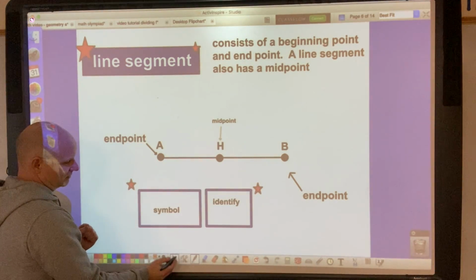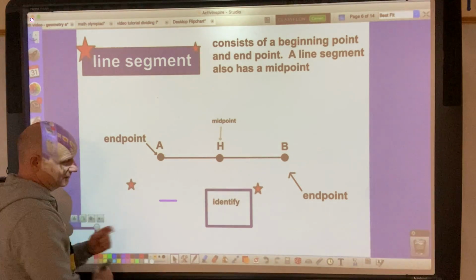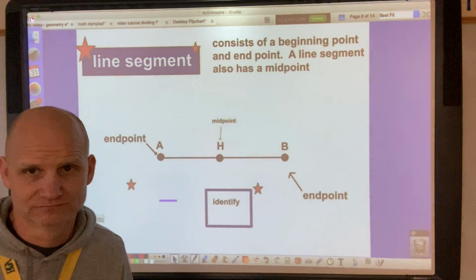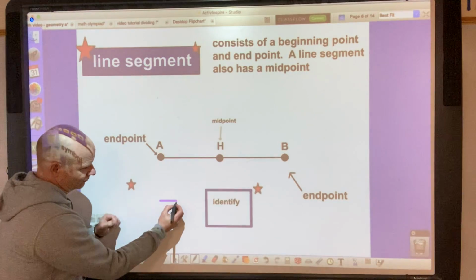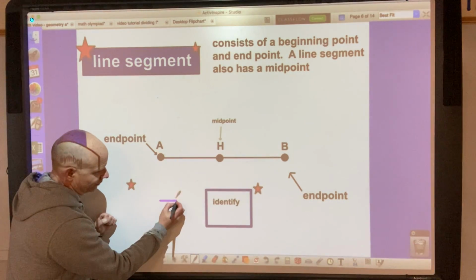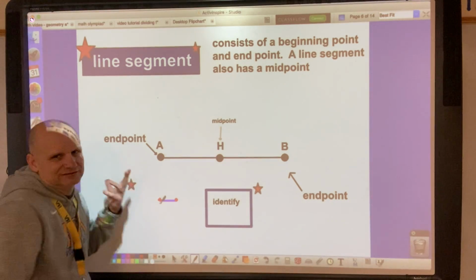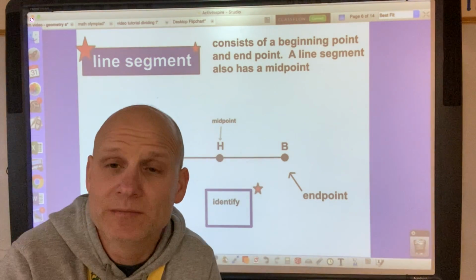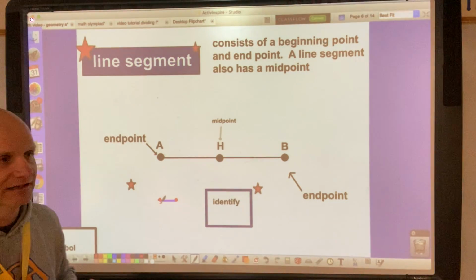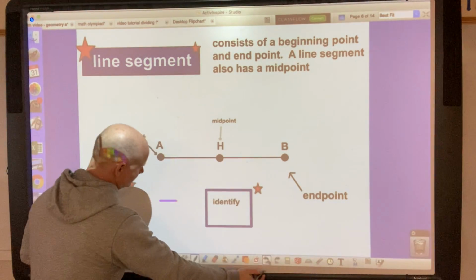The symbol for line segment is just a dash, okay? Some people will do this. They like to put little dots here. I mean, this is more work, why do that? But some people will draw the little dots at the end of the line segment. But that's the symbol, okay?